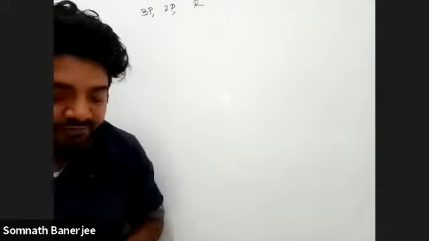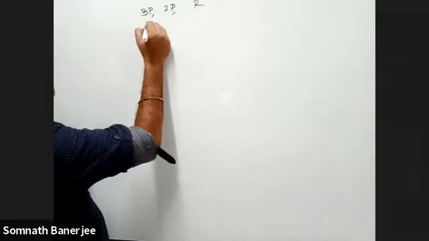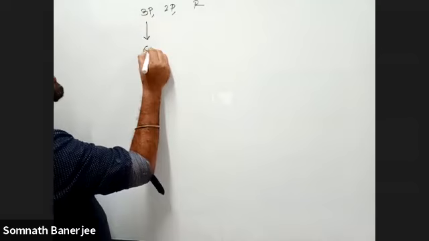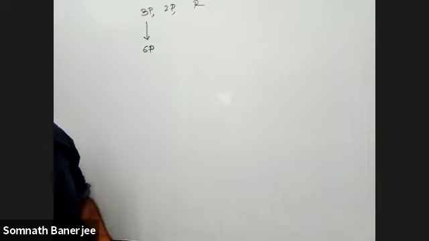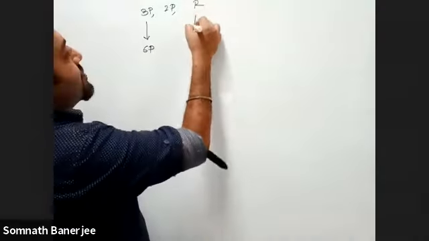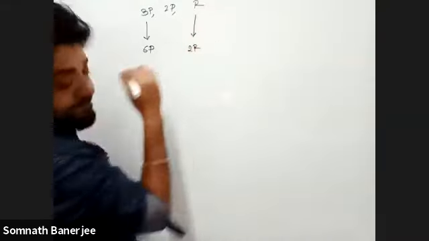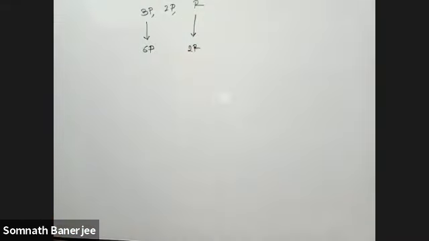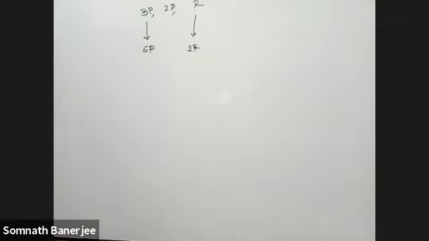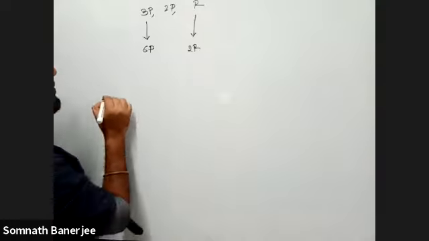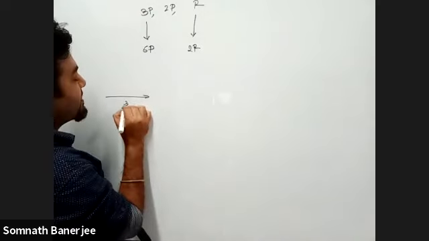If the first force is doubled, so 3P becomes 6P, then the resultant is also doubled, so R becomes 2R. Okay. The question is to find the angle between the two forces. So you have to find out the angle. So how can we do it? Suppose this one is 3P.